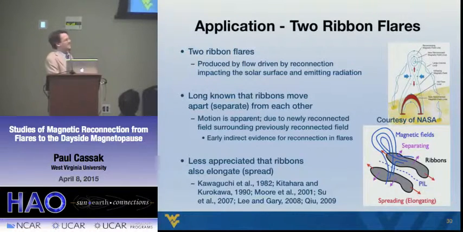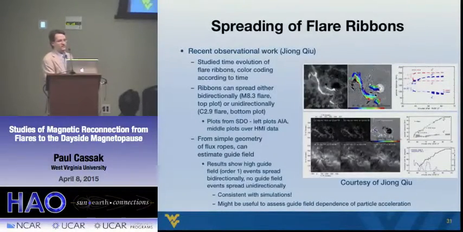So one application of this I mentioned was these ribbons in two-ribbon flares. I wanted to show you some really neat results that Zhang Chu has had. She's at Montana State. What she's done, which is really neat, is measure as a function of time what these ribbons are doing. She's color-coded it here, so black is early in time, going up to red, which is late in time.